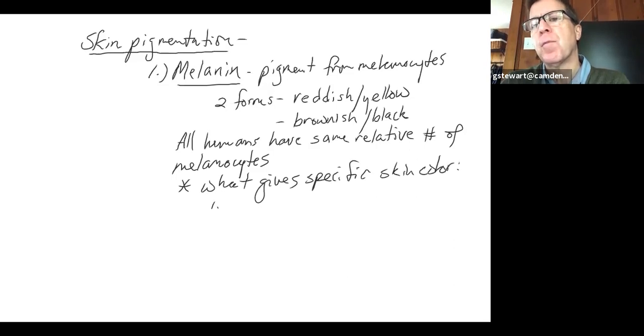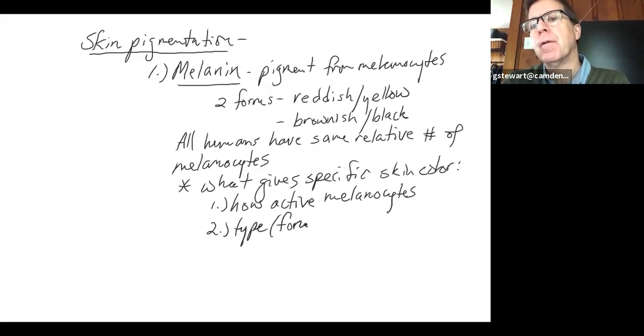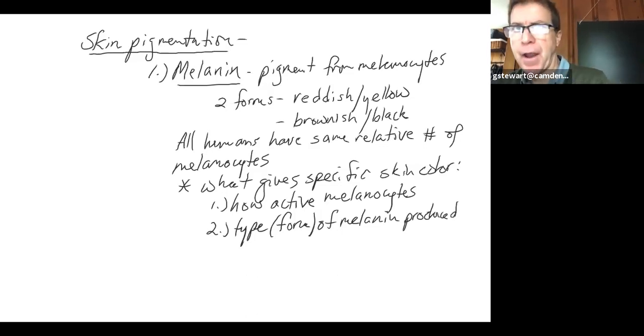is first and foremost how active those melanocytes are. And the type, I'm going to put the form of melanin produced. And it's basically, obviously, just based on our ancestry, whether our ancestors came from sort of near the equator, people with darker skin, their melanocytes are more active, producing more melanin for protection.